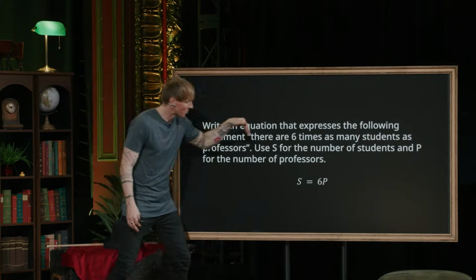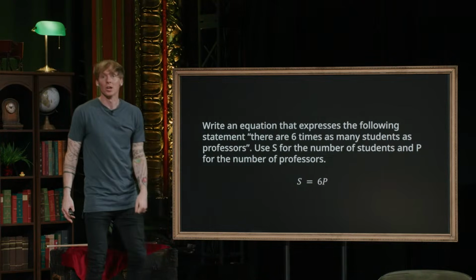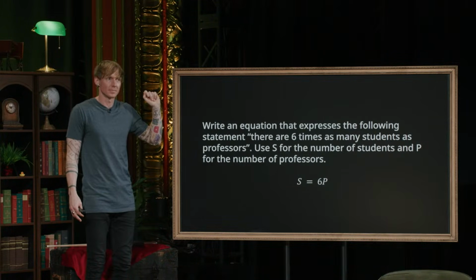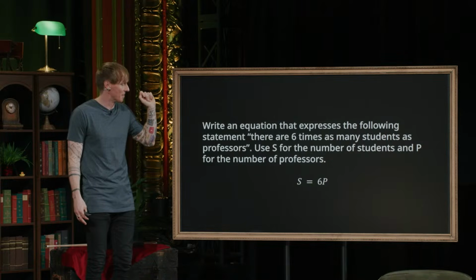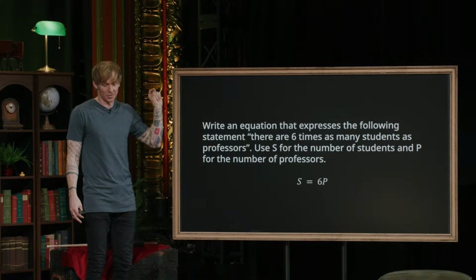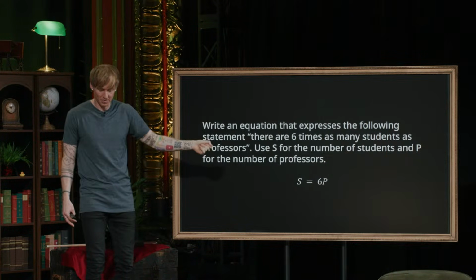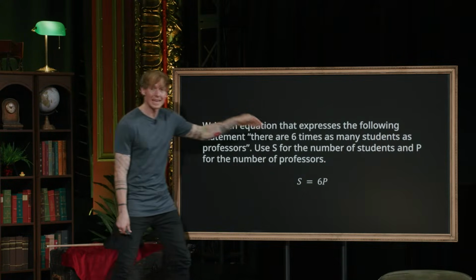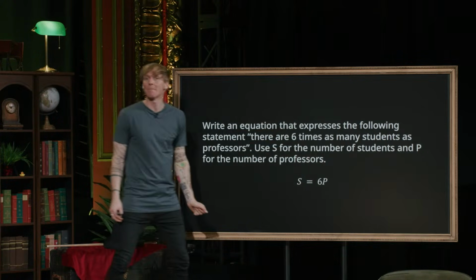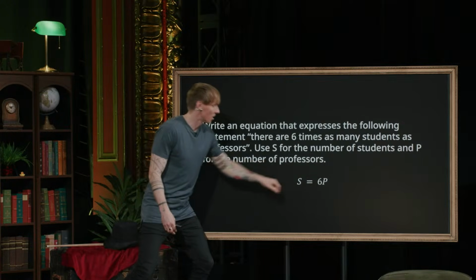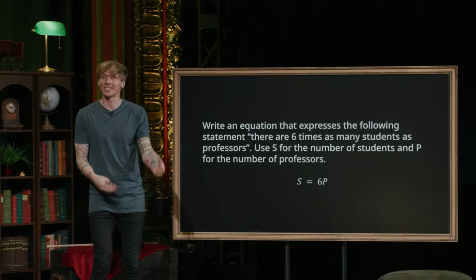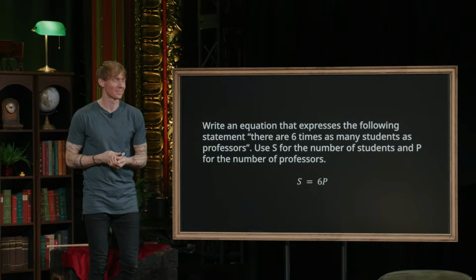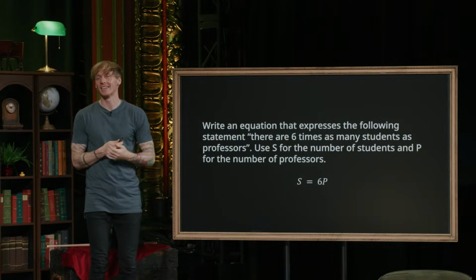So now if we input p is equal to 1, for example, there's 1 professor, we see that s is equal to 6, which makes sense. 1 professor, 6 students, sounds quite nice. All right, so that was our first example.